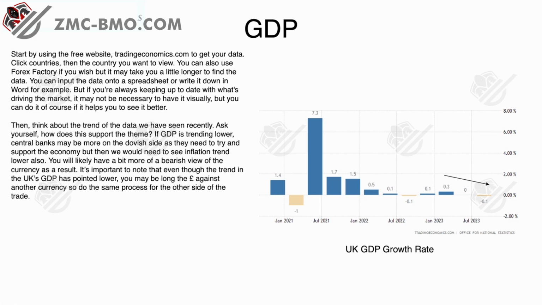Then think about the trend of the data we have seen recently. Ask yourself, how does this support the theme? Like I mentioned, the theme gives you a good framework for what data to consider, because there's so much data. You're probably thinking, what data do I even watch? As long as you know what the overall market theme is. There are going to be sub themes within the economy. For example, an election is a near-term theme, or something happens within the economy very abruptly. That could be a theme, for example.